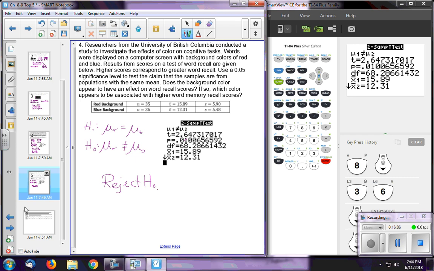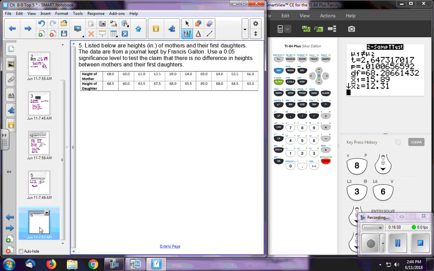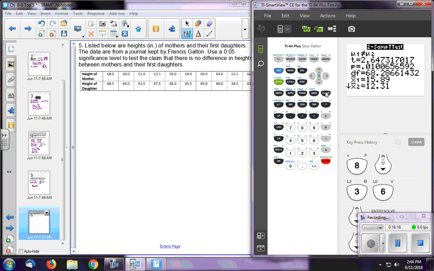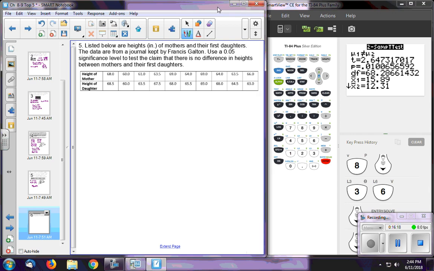One more example we're going to look at is now dealing with two samples where we no longer have independent data. Listed below are the heights in inches of mothers and their first daughters. The data are from a journal kept by Francis Galton. We use a 0.05 significance level to test the claim that there is no difference in heights between mothers and their first daughters. What makes this data dependent as opposed to independent?